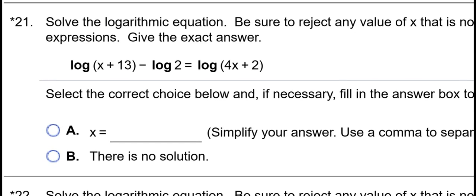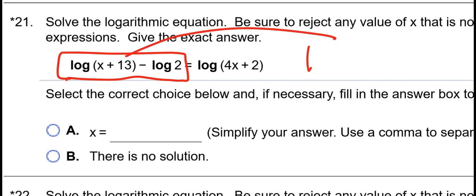Question 21. What would you be doing over here? Dividing. Thank you very much. So that would be log of what? (x plus 13) over 2.